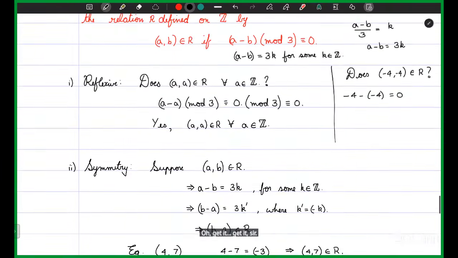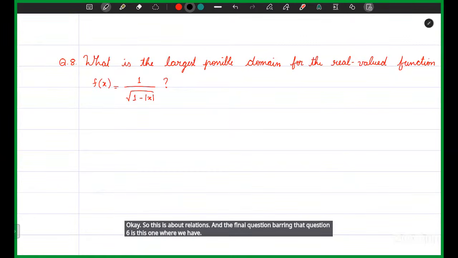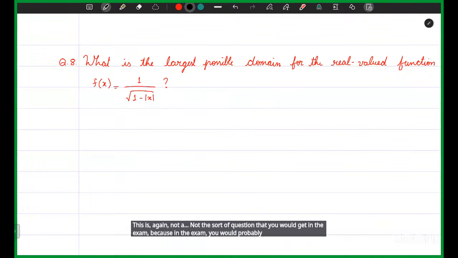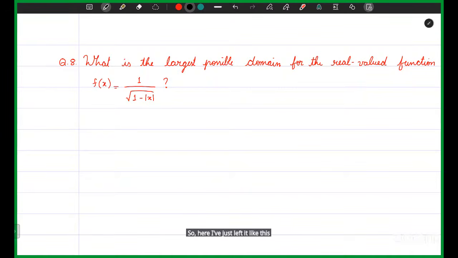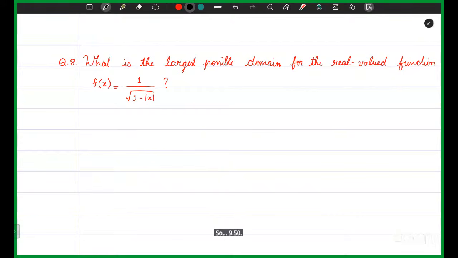Okay, so this is about relations, and the final question, barring that question 6, is this one. This is again not the sort of question that you would get in the exam, because in the exam you would probably get: which of the following is the largest possible domain for the real valued function, and you'll have 4 options. So here I've just left it like this. You can work it out. It'll be in terms of an interval or a union of 2 intervals. Let's start discussion at 950. Give me the description of the largest possible domain for this real valued function.